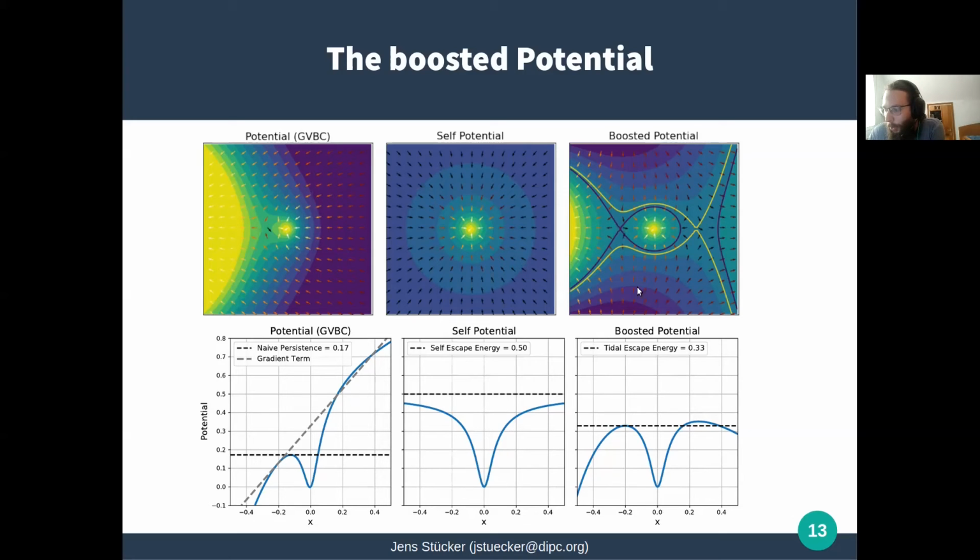Now, with this boosted potential, one could also define a new escape energy, which would be the difference between the minimum and the saddle point in this potential landscape. And this escape energy will almost always be lower than the self-potential escape energy, because the tidal field makes it easier to escape your halo, or your Earth or whatever, than it would be without the tidal field.